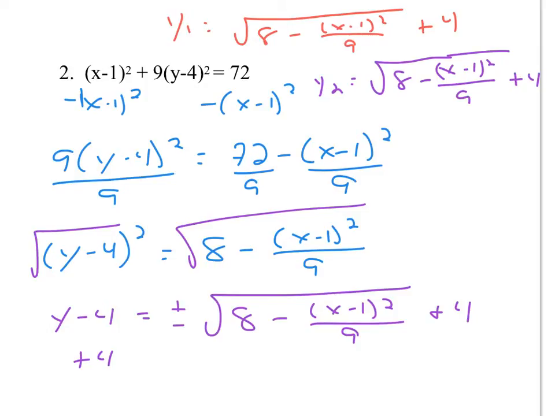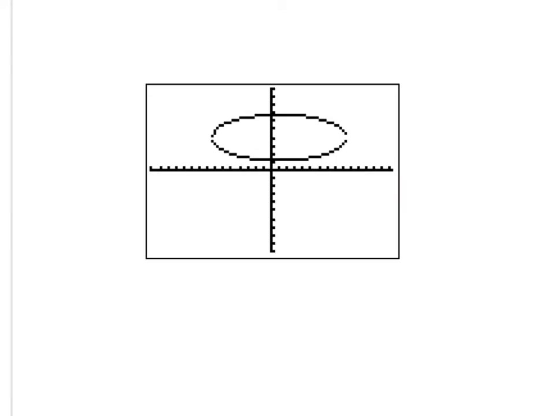Let's see what happens. Type it in, and a picture that looks something like that. You can see now we have two functions. We have the top half right here. We have the bottom half right here in blue. That's why you had to type in two different functions. All right.